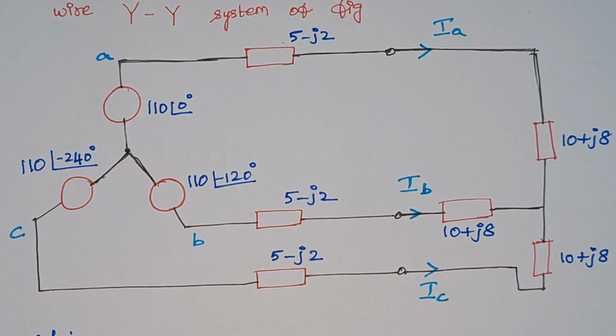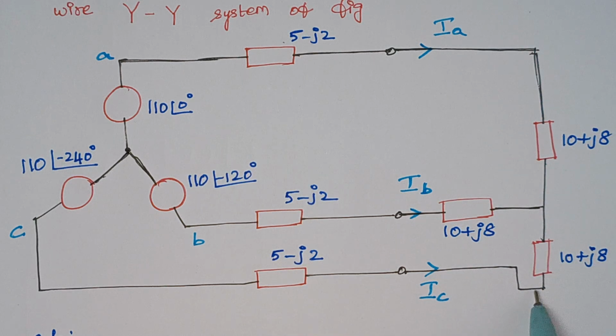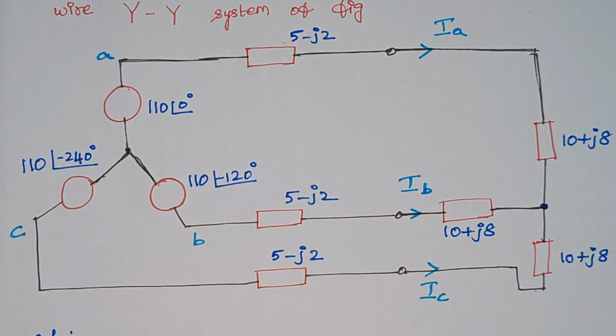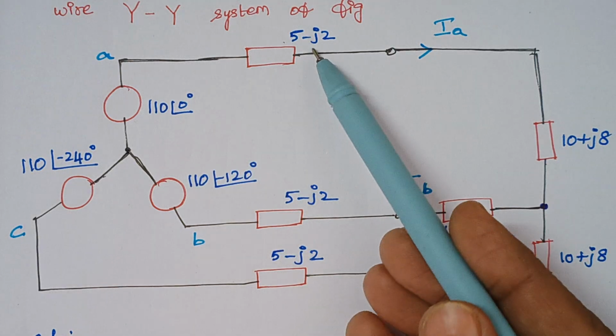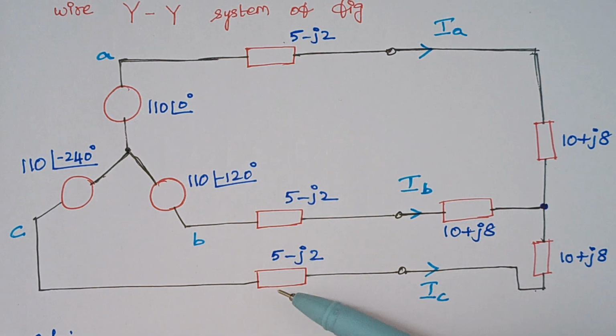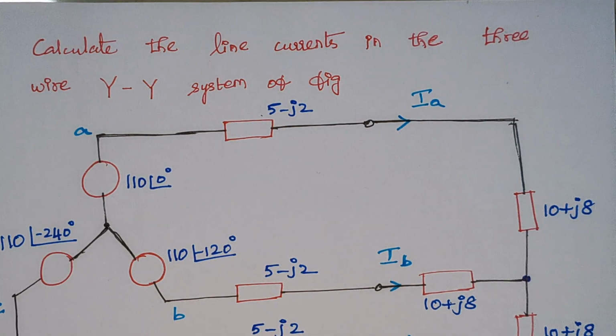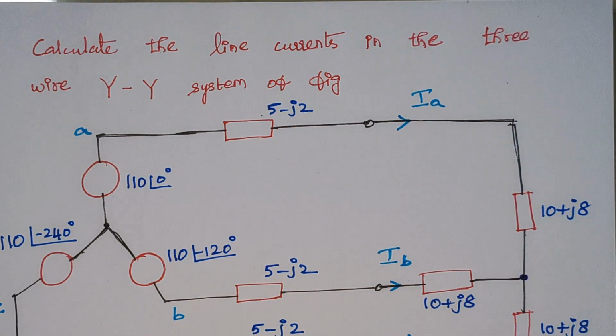And what about the load? These are the load impedances: 10 plus J8, 10 plus J8 and again the same here. Again this is a star network. And this 5 minus J2 belongs to the source impedance. The source will have its own impedance. So this denotes the source impedance and this denotes the load impedance. Now we have to find the line currents. What do you mean by line currents here? IA, IB and IC are known as the line currents.